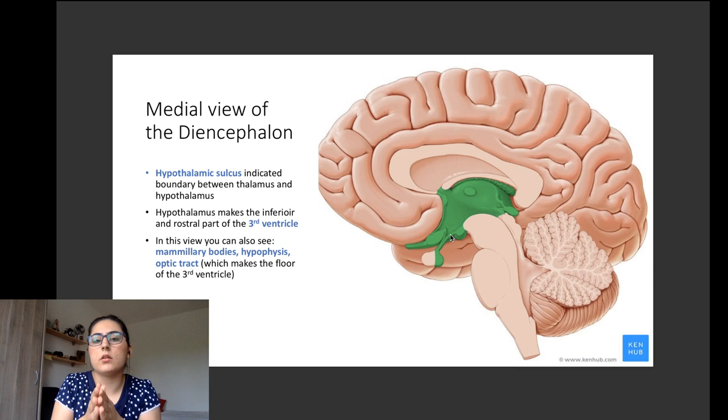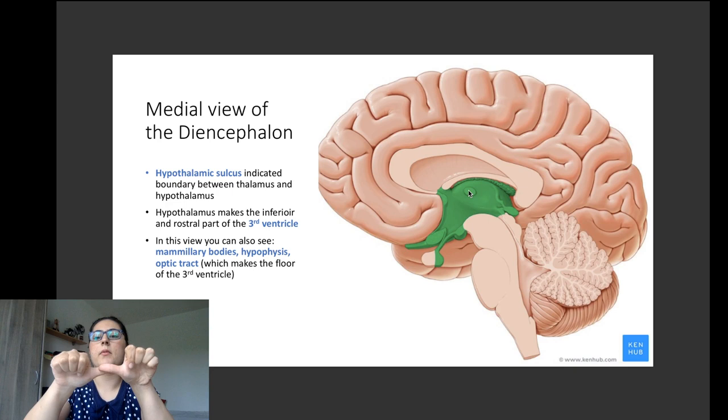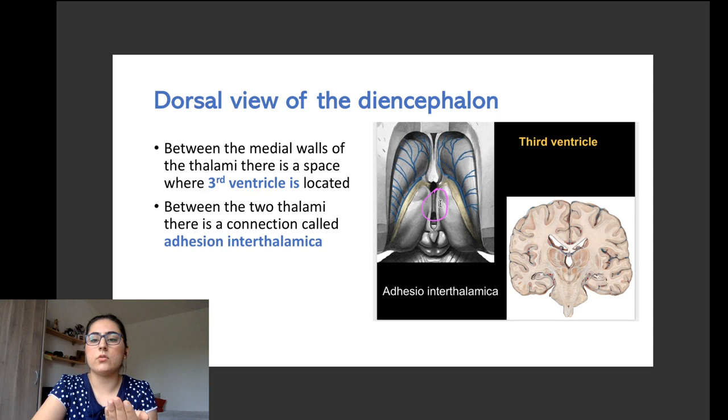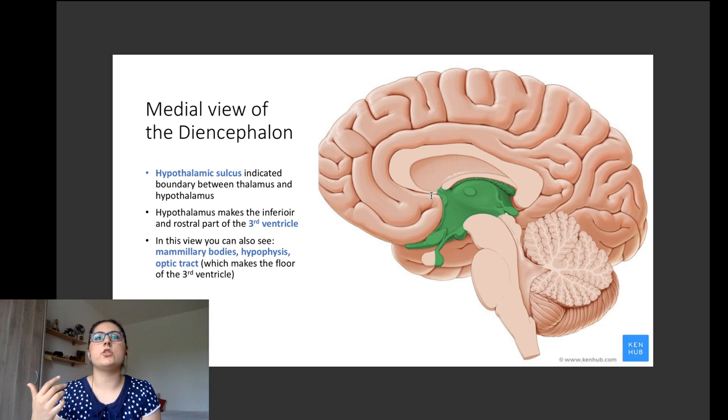Okay, so we know that the thalamus and the hypothalamus make the lateral border of the third ventricle. We can also see this point over here, this tiny guy here. This is the space where the thalami touch each other, the interthalamic adhesion, which in the dorsal view looks something like this. Again, compare your views. Connect them so that you have a good 3D imagination of what you're memorizing.